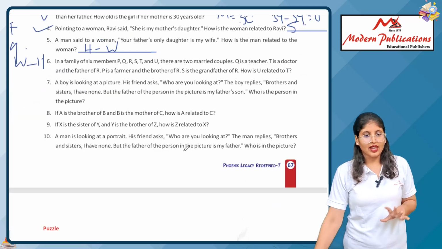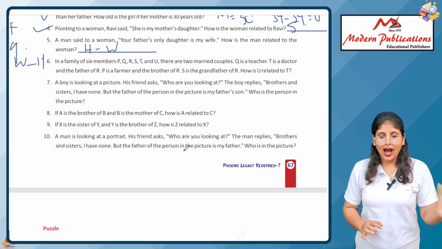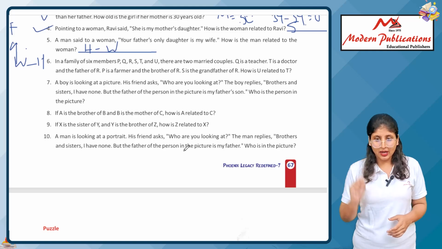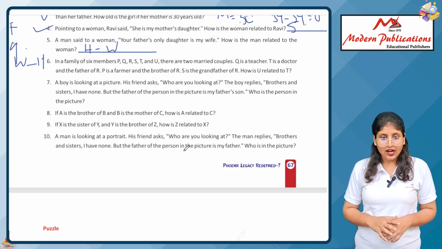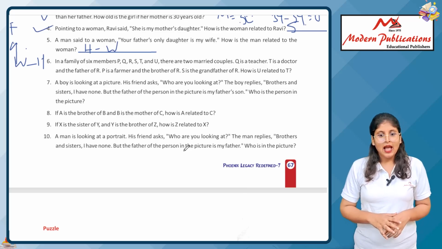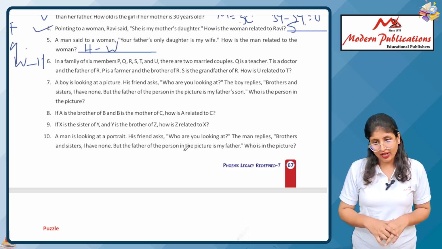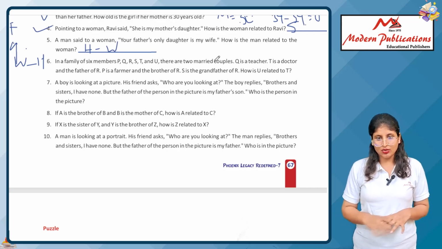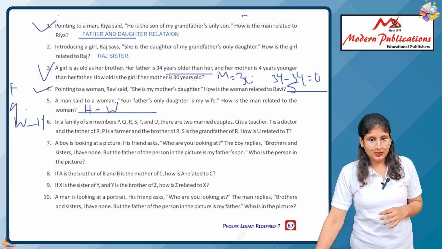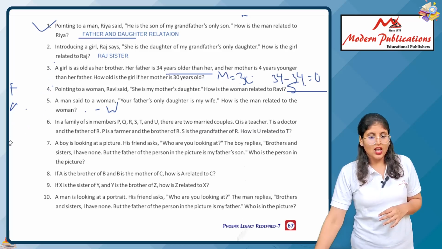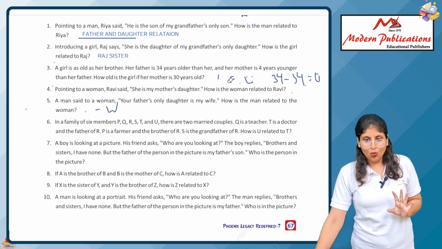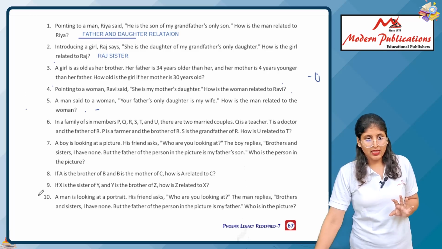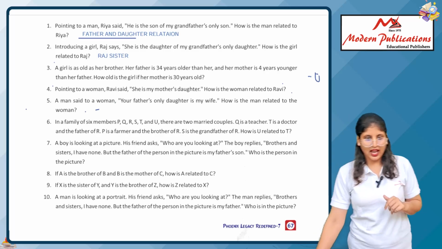Okay, next. In a family of 6 members, P, Q, R, S, T, U, there are 2 married couples. Q is a teacher, T is a doctor and the father of R. P is the farmer and brother of R, and S is the grandfather of R. How is U related to T? I want to clear the space, so that's why. Okay, so we will do all the questions, but try it yourself. Whatever space we have, just try it.